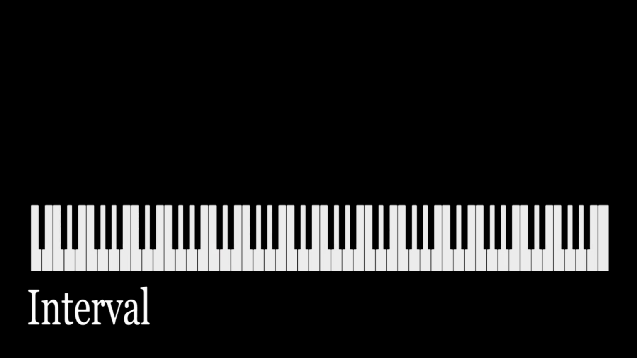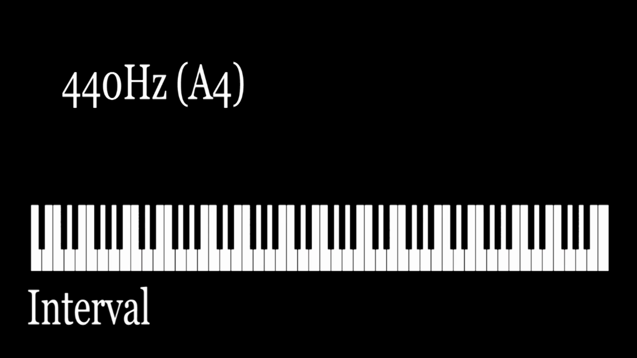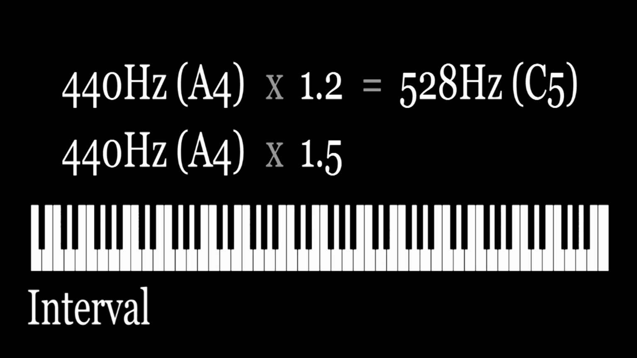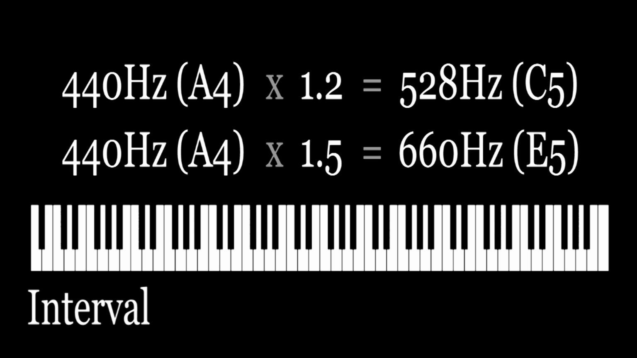For example, if you multiply a fundamental of 440 Hz, which is an A, by 1.2, or a ratio of 5 to 6, you get 528 Hz, or C. If you then take the same fundamental and multiply it by 1.5, a ratio of 2 to 3, you get 660 Hz, or E. Now if you play A, C, and E together, you'll find that it sounds quite nice. These are called consonant intervals. Conversely, if you multiply your fundamental by more complex ratios, the sounds become more and more dissonant.